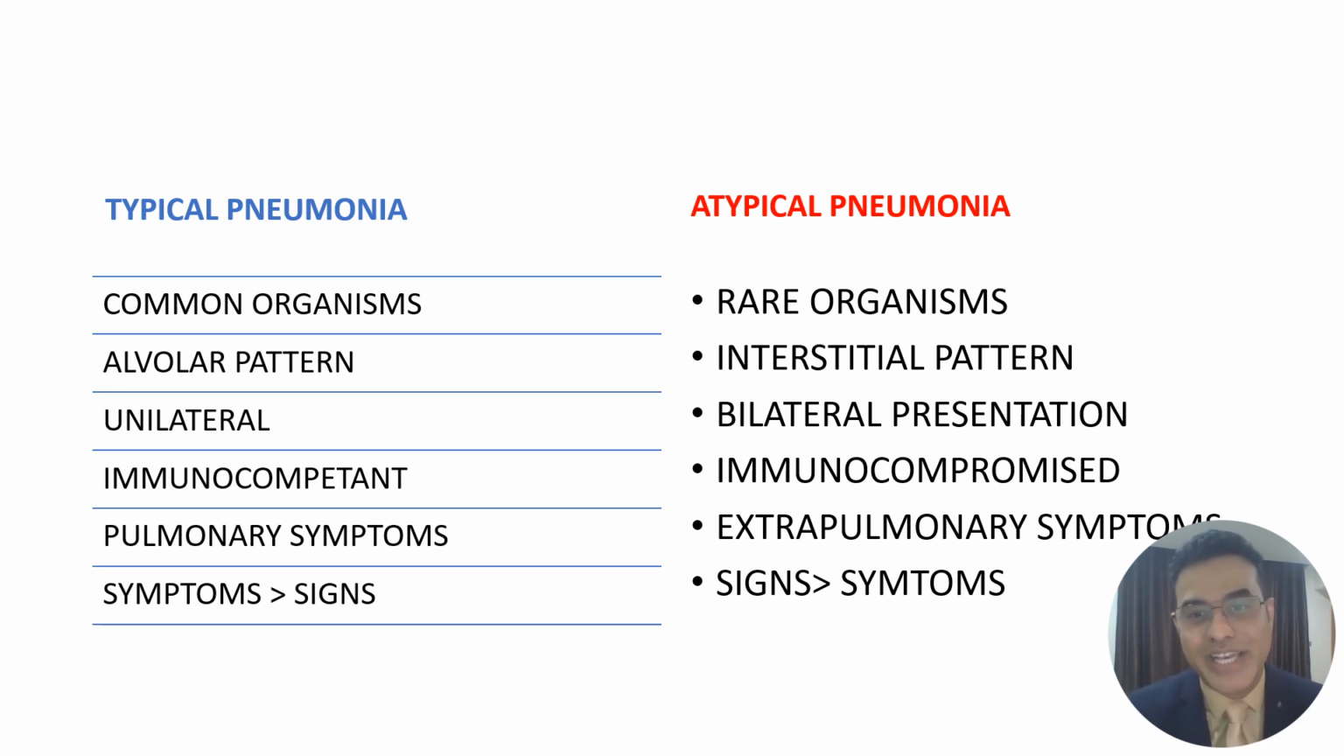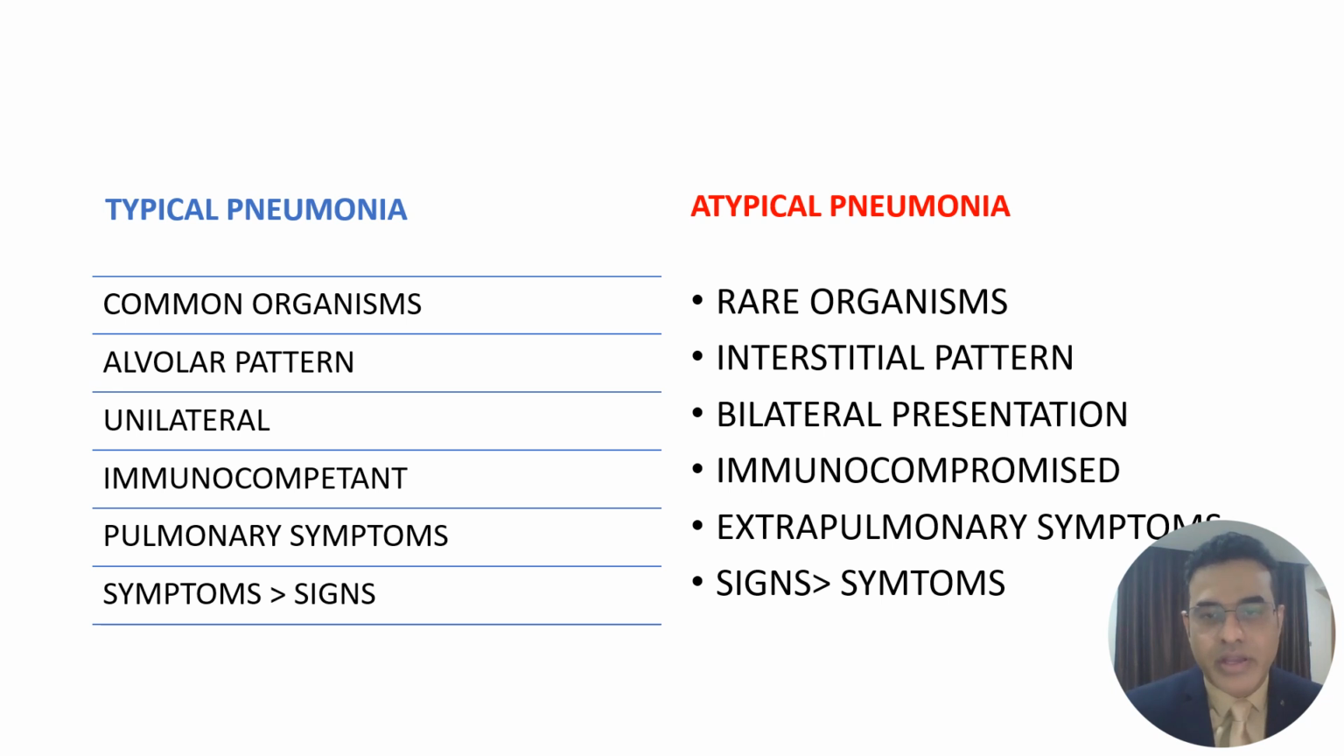The radiological presentation of atypical pneumonia will be mostly interstitial, whereas in typical pneumonia we see the classical alveolar and lobar pneumonia patterns with unilateral pneumonia. In atypical pneumonia they will have bilateral pneumonias, like the viral infections we see, bilateral basal infections.